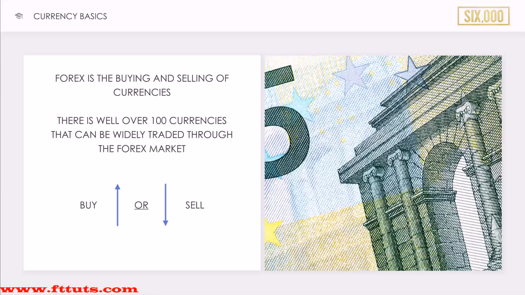So when you're buying a currency pair, you're expecting the value to increase. If you buy at a certain level and price rises, you're making profit. If you sell and price decreases, you're also making profit. So you can make profit on both ends.